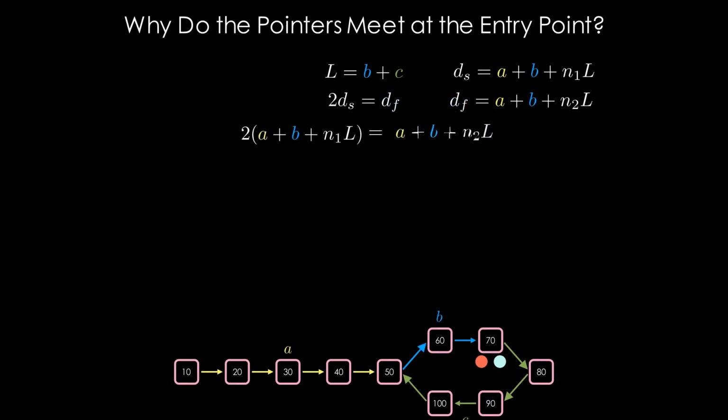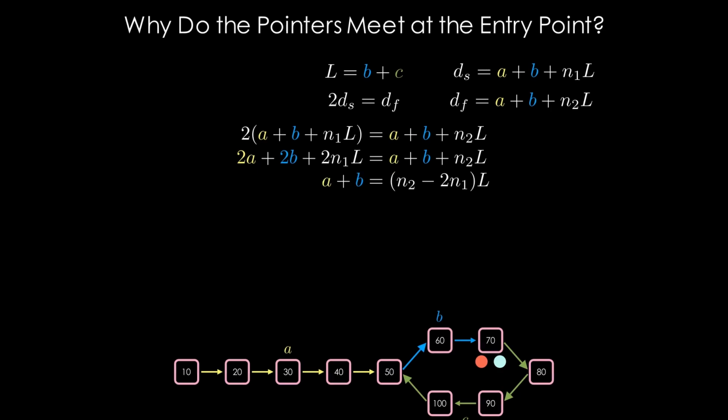Substituting ds and df into the equation gives us this equation here. We can then distribute the 2 on the left side. Then we can simplify a bit and solve for A plus B, which gives us A plus B equals (n2 minus 2n1) times L. And we know that n2 is an integer and n1 is an integer. And therefore we can just give this thing another name, in this case m. Then we solve for A.